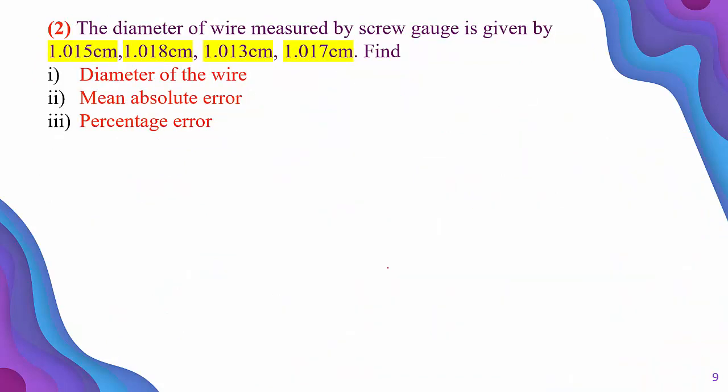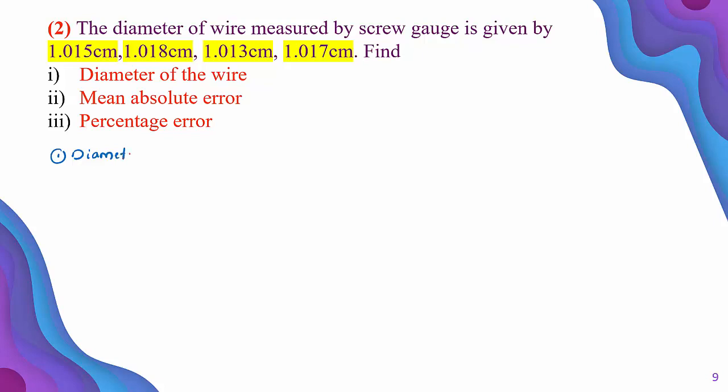You can observe. The diameter of the wire measured by the screw gauge is given by 4 readings. And they are 1.015 centimeter, 1.018 centimeter, 1.013 centimeter and 1.017 centimeter. Find diameter of the wire, mean absolute error, percentage error. These three values we have to calculate. So try to solve yourself. The first one is what?